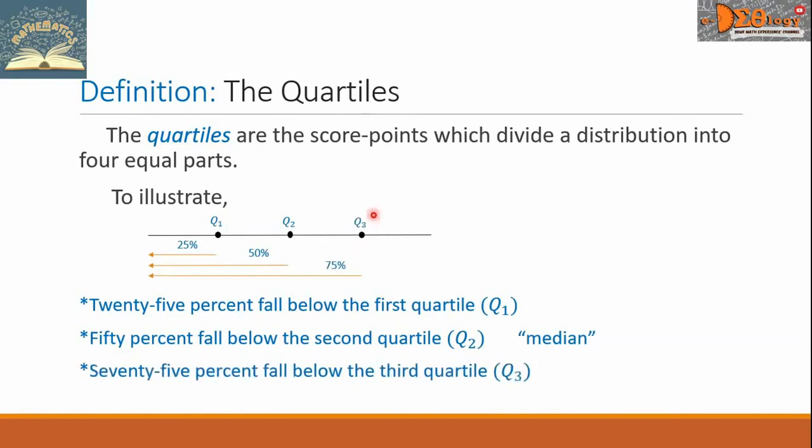The third quartile is here, denoted by Q sub 3. We say that 75% of the distribution fall below the third quartile. Let us study the formula of the quartiles.